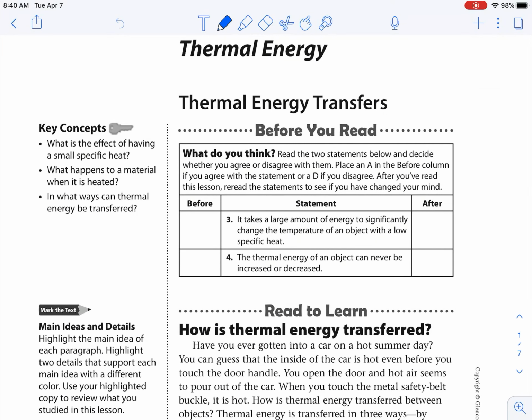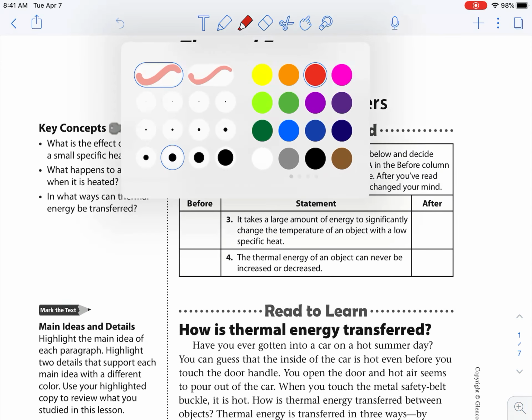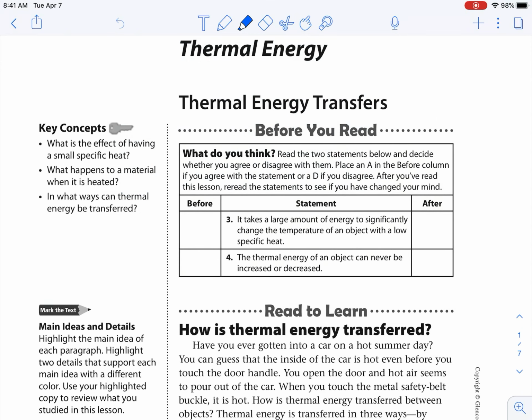All right, everybody, before we can advance in our thermal energy investigation of the fancy cup and the regular cup, we need to spend a little time learning some background information about thermal energy and how energy can transfer from one place to another. So for assignment 1 this week, we are going to be doing some reading on thermal energy transfer. The key concepts that we're going to be focusing on are: what is the effect of having a small specific heat? So you're going to be learning about how different objects take a different amount of energy to heat up.